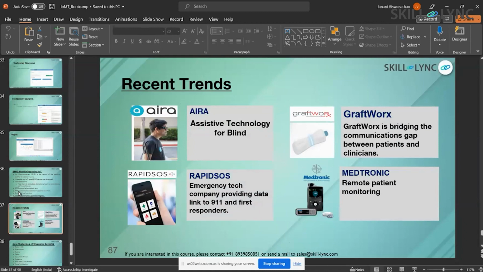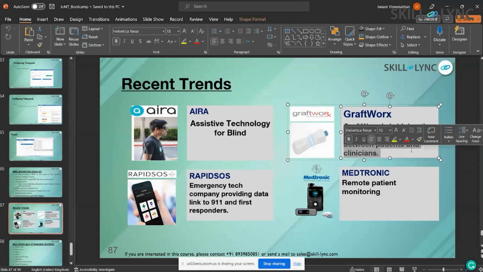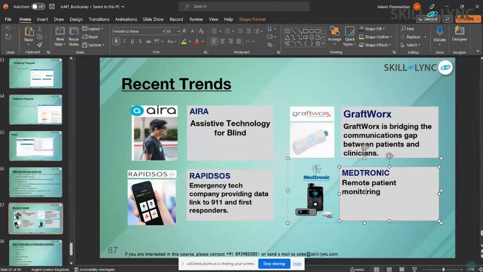So talking about wearable devices, there are certain devices which were created in India during this pandemic. These are recent innovations, and these are regulatory-approved products. One is from Aira, which is assistive technology for the blind, using a walking stick. Then there is one by Rabidosis, which is for emergency conditions for mentally challenged and elderly people. The next is Grafto Works, which is a small device in hospitals: when you click on it, it alerts the doctor and the doctor will come to your room.